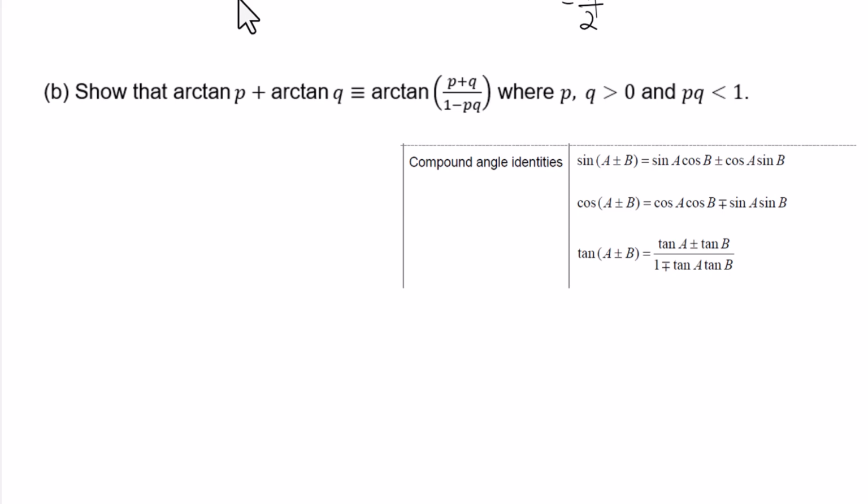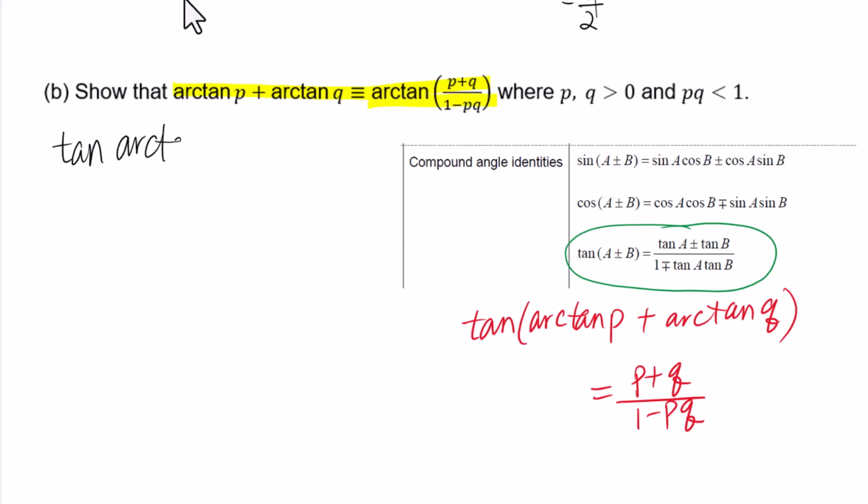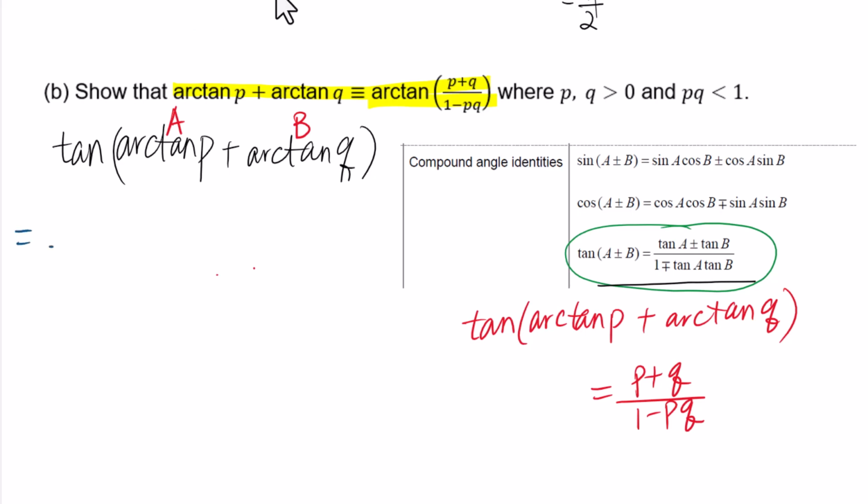Let's go back to this question. Show that arctangent P plus arctangent Q equals arctangent of (P plus Q) over (1 minus PQ). We will use this formula to prove. If we can prove that tangent of (arctangent P plus arctangent Q) equals (P plus Q) over (1 minus PQ), then this is true. So tangent of (arctangent P plus arctangent Q). We will assume arctangent P equals A, arctangent Q equals B. Then we will get this.